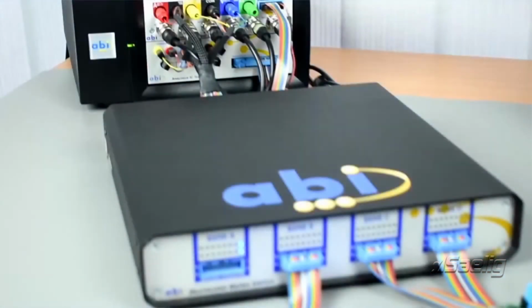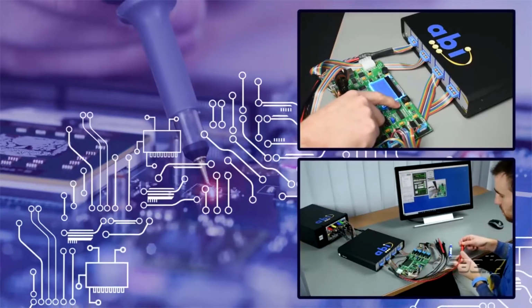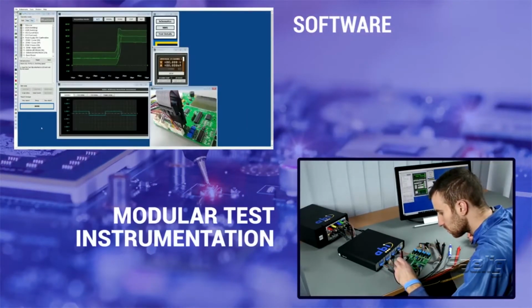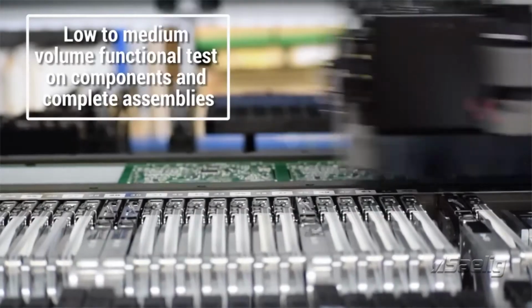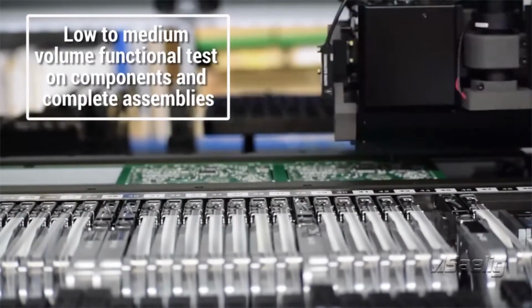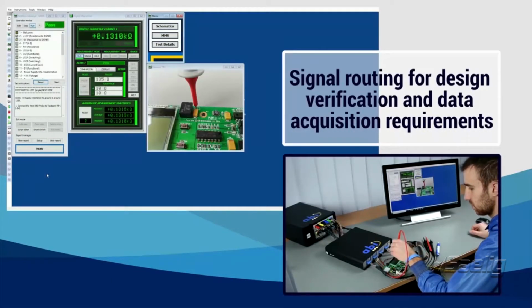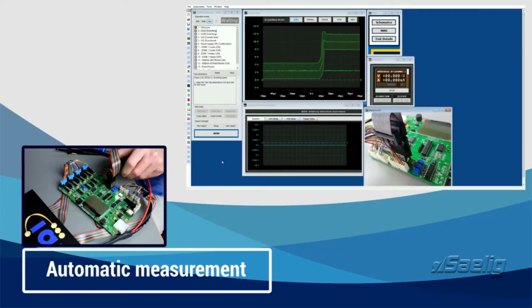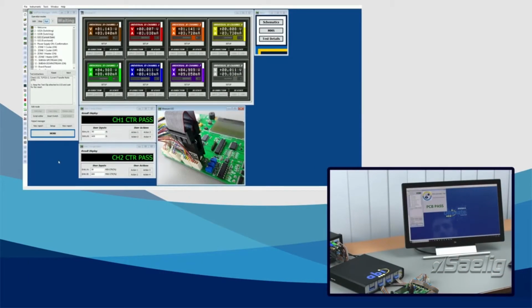In this video we take a look at the Multiplexed matrix switch, a product that can turn manual test procedures into semi or fully automatic sequences. Combining the power of ABI's Automate software and the company's popular range of modular test instrumentation, the MMS is aimed at the following applications: low to medium volume functional test on components and complete assemblies, signal routing for design verification and data acquisition requirements, automatic measurements and comparison of signals from up to 64 points on a circuit.